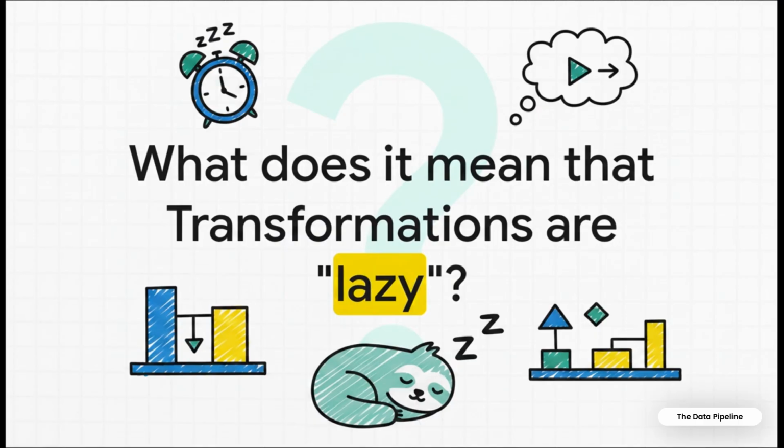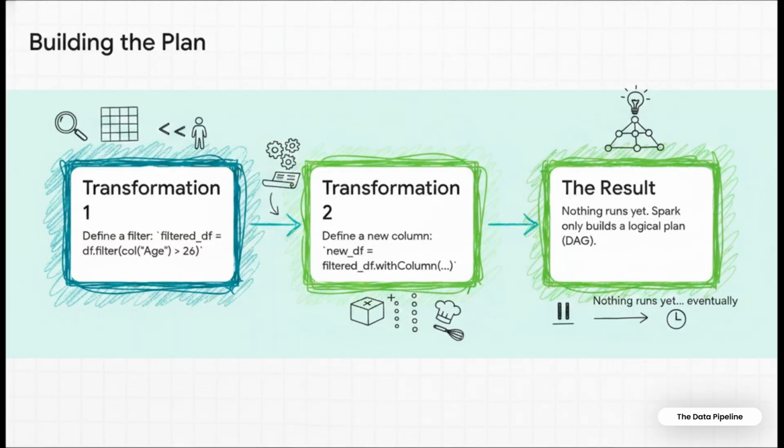Now we've arrived at the single most important and sometimes a little confusing concept for anyone new to PySpark. What on earth does it mean when we say that these transformations are lazy? Just look at this flow. In step 1, you write some code to filter for anyone older than 26. Does Spark actually do the filtering? Nope. Then in step 2, you tell it to add a brand new column. Does it do the calculation? Still no. All that Spark is doing here is listening to your instructions and building a plan, kind of like a recipe of all the things you want it to do eventually.